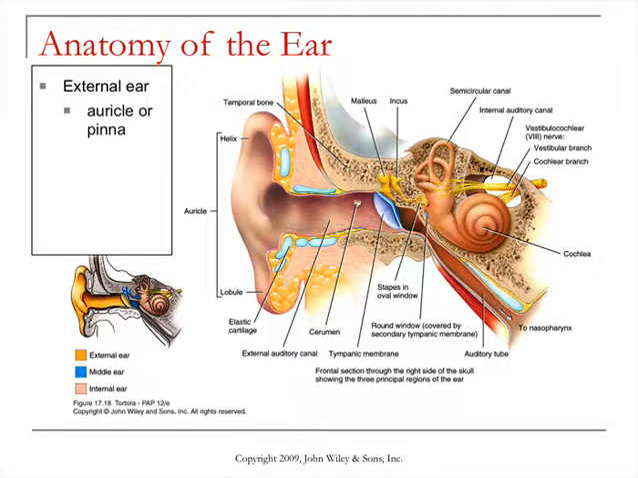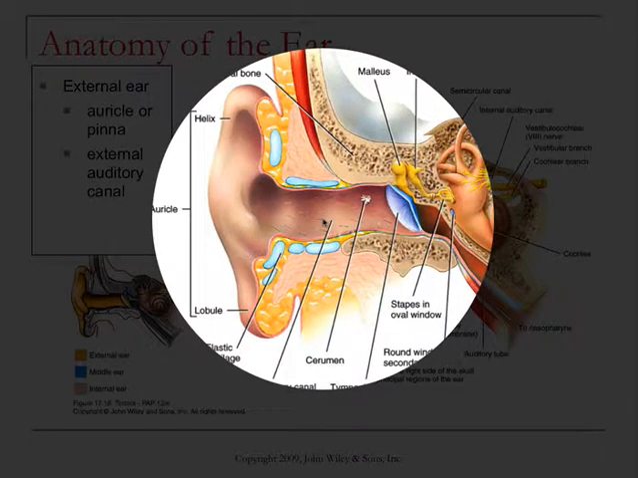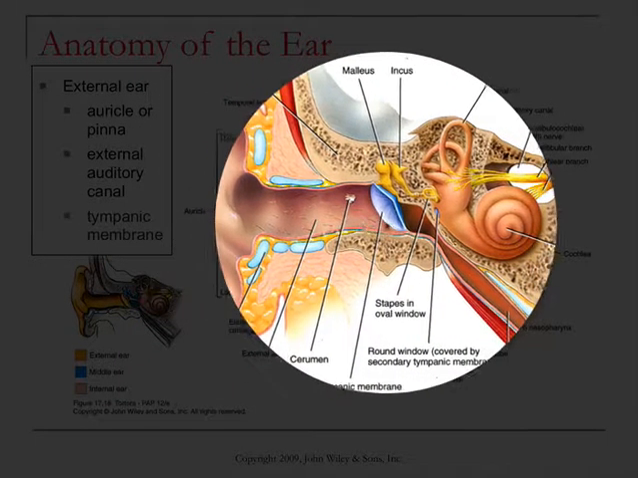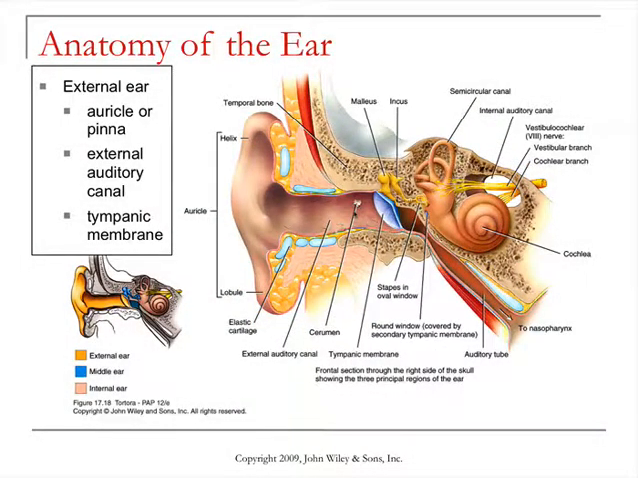The external ear consists of the outer ear, known as the auricle or pinna, and the external auditory canal, and the tympanic membrane, otherwise known as the eardrum. The external ear canal contains within it ceruminous glands. Ceruminous glands make the oils cerumen. Cerumen is otherwise known as earwax.